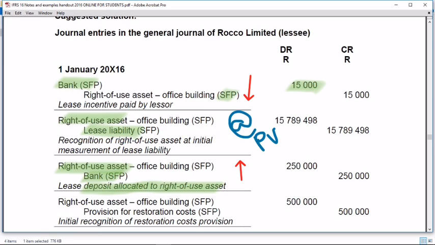The next journal entry looks at the right of use asset that was increased by the initial measurement of the restoration cost provision. Remember, we had to calculate the present value of that restoration costs, and similar to the principle in IFRS 16, the present value was debited to the right of use asset and a corresponding provision was recognized in the SFP.